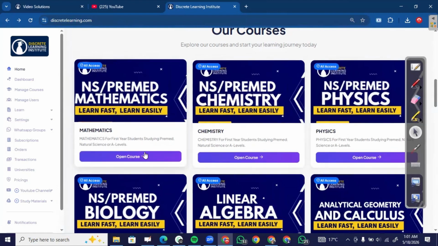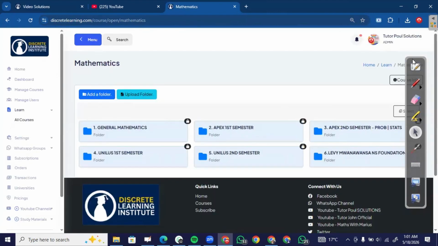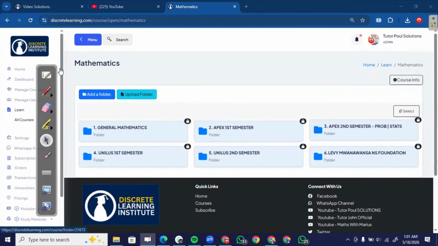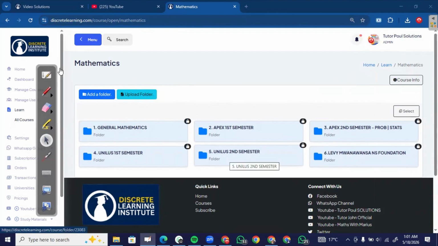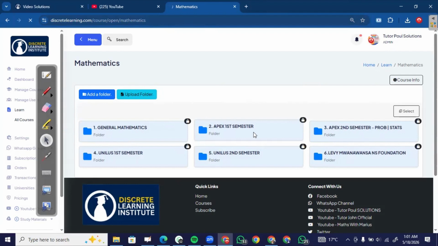For example, let me say you are a student from Apex and you pick math. You can just open it, and inside there are folders depending on the semester where you are. If you're at Apex first semester, use this folder. Apex second semester, this folder. If you are from Unilus, there's Unilus first semester and Unilus second semester. If you're from Levy, go there. If you're from any other university, you go in this folder here, general mathematics. That's where you're going to find the materials. So for example, I'm first semester Apex, I'll just open this folder.